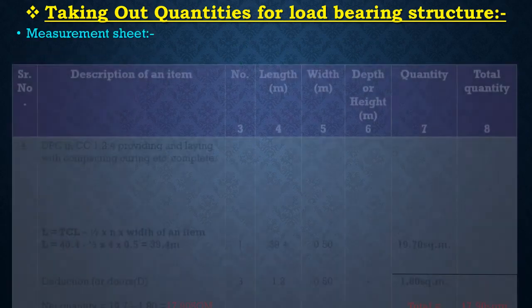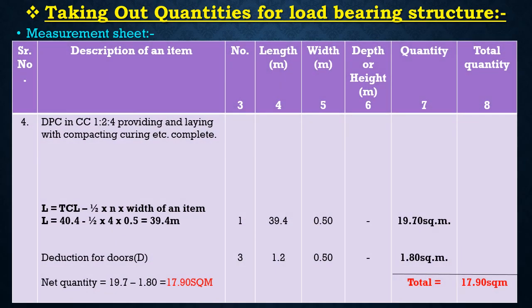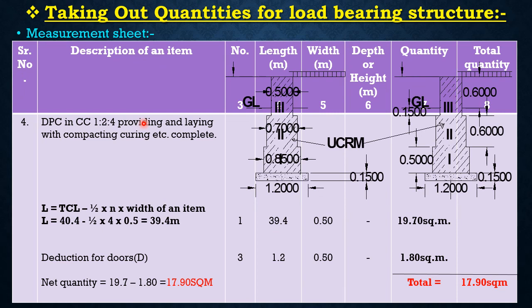Then the fourth item is DPC. DPC in CC 1:2:4 with providing and laying with compacting, curing, etc. complete. In this, width of DPC shall be taken as the width of masonry at plinth level. This is the plinth level and width is 0.50 meter. Here is a DPC layer.